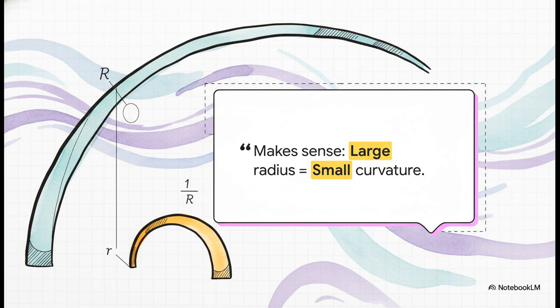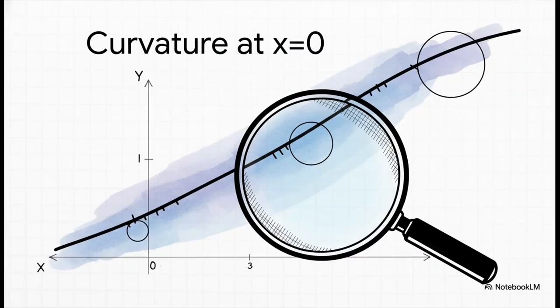And this just makes perfect sense, doesn't it? It connects right back to our first idea. If you have a massive circle with a really large radius, r is a big number. That makes 1 over r a small number, which means you get a very gentle curve, or low curvature. It all fits together. All right, for our last example, let's tackle a parabola.